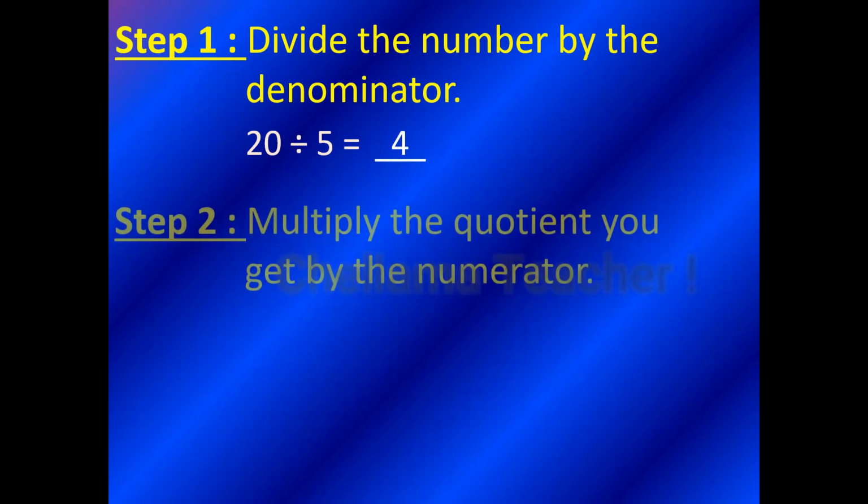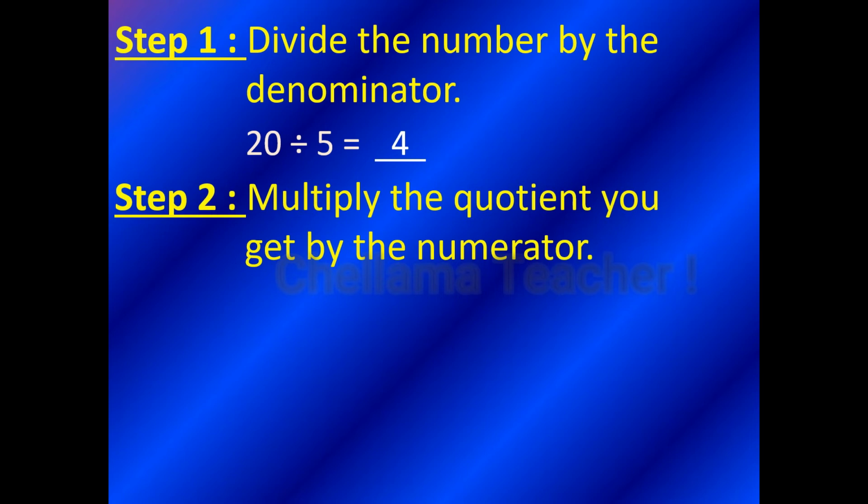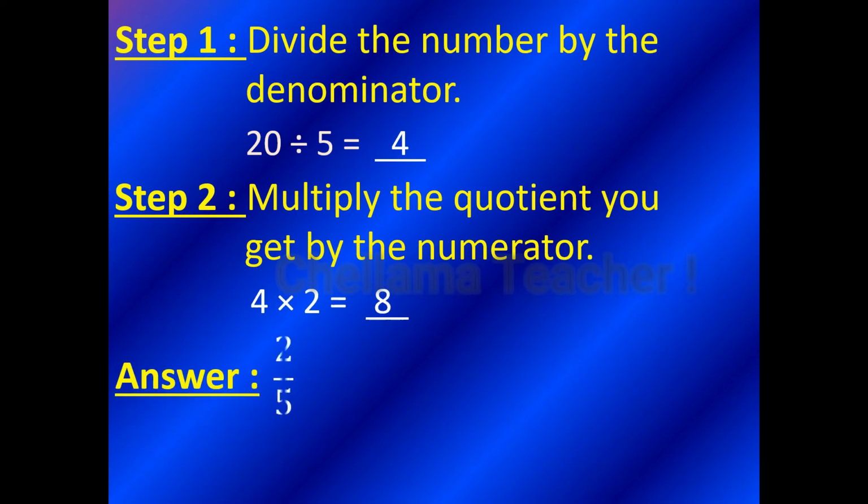Step 2. Multiply the quotient you get by the numerator. So the 4 is to be multiplied with 2. The product is 8. The final answer is 2/5 of 20 is 8.